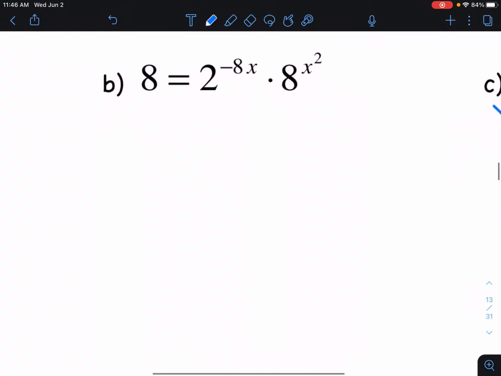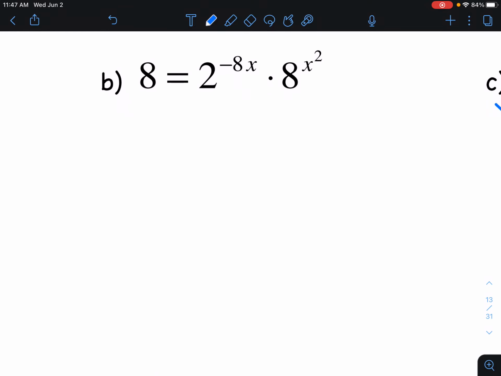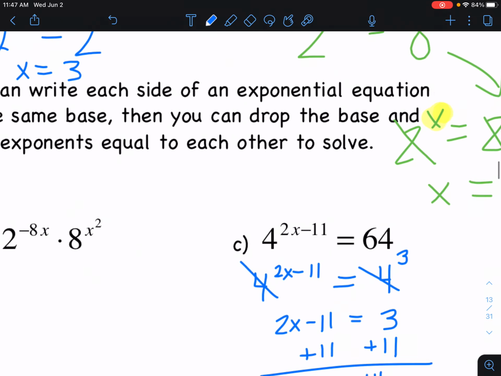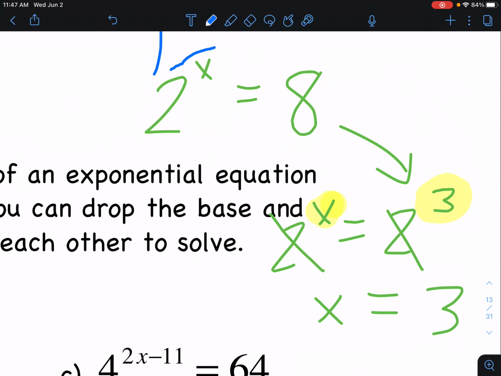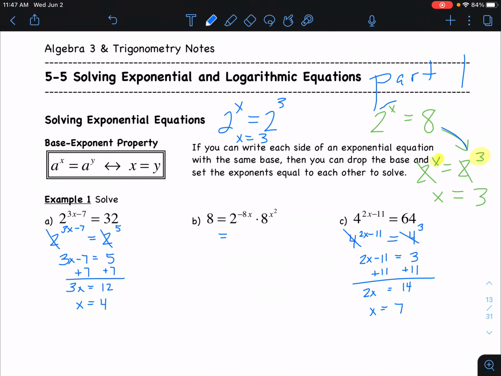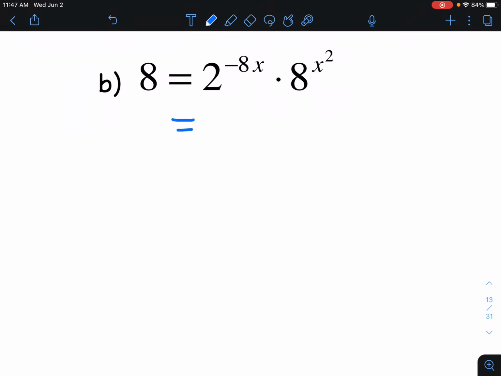So let's take a look at letter B now. All right, it looks like we definitely upped the difficulty here. But just think, we've got an 8 and a 2 and an 8. So we have to think, can I bring the 8s down to have 2s? Yes, we know that from earlier. With the 8, I turned it into 2 to the third power. We can bring it down to a 2. So 8 turns into 2 to the third power.